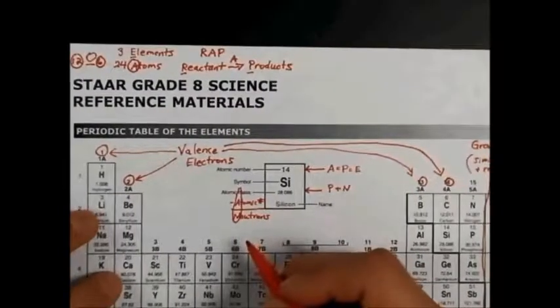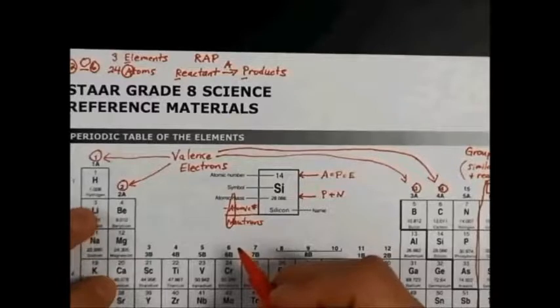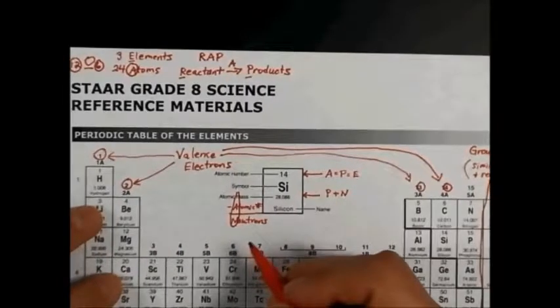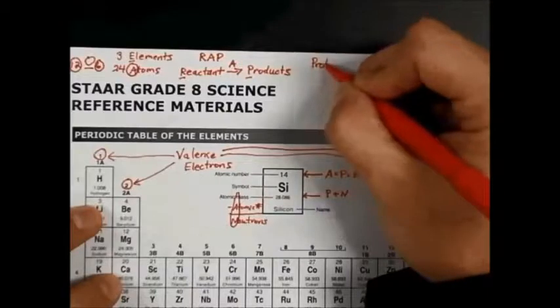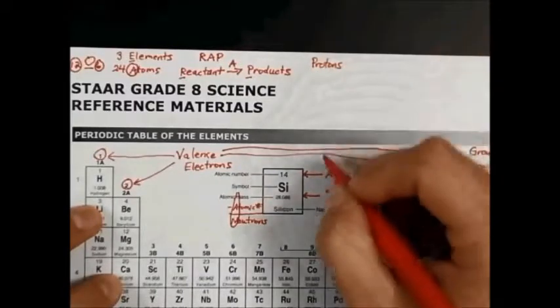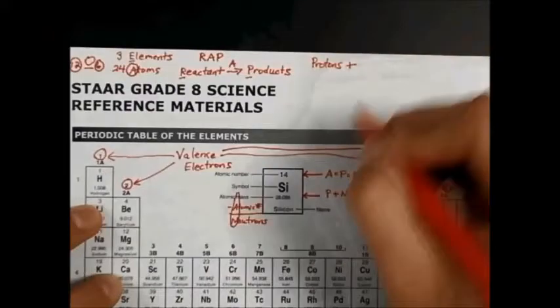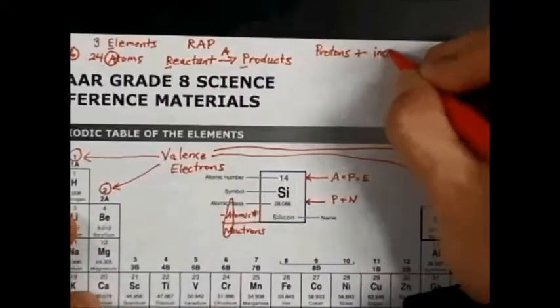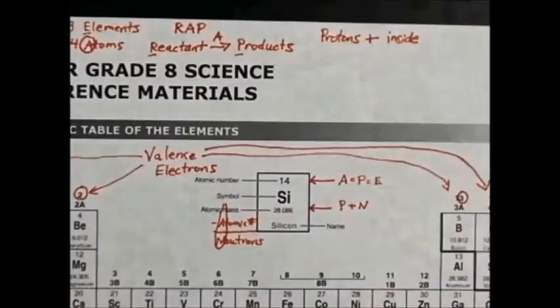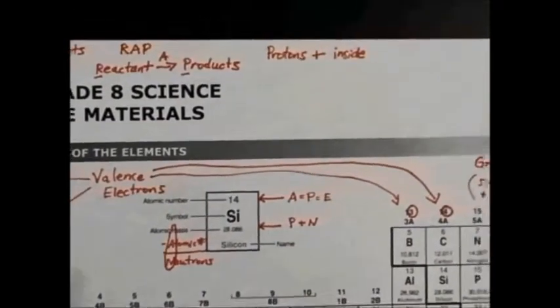Okay, now let's go to the subatomic particles. We're going to be talking about protons, neutrons, and electrons. First, we're going to talk about protons. Protons, and we're going to list the charge, which is positive. They are found inside the nucleus. Zoom this in a little bit more so you can see it.